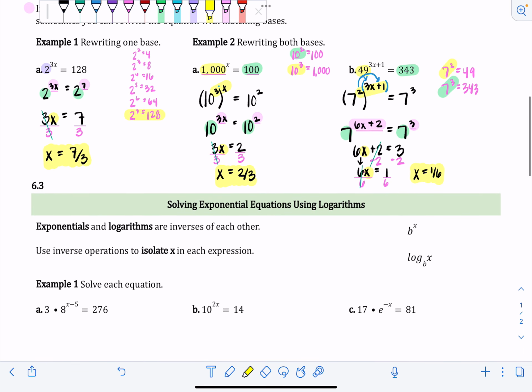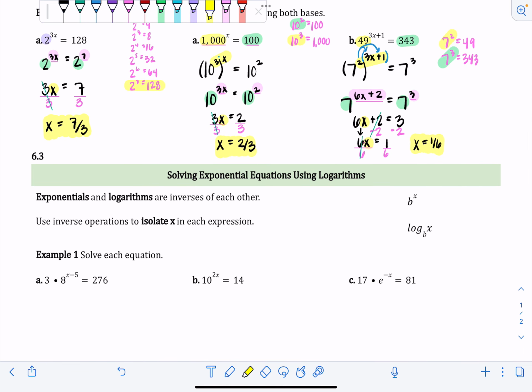Okay, so moving down to 6.3, this is solving exponential equations using logarithms. So this is just a quick little review. But exponentials and logs, or logarithms, are inverses of each other, so they can be used to cancel each other out. So we're going to use inverse operations to isolate x in each of these expressions. Usually when you use inverse operations, you would do it to both sides of the equation. This is just an expression, so I'm not worried about changing the value. I just want to cancel out the exponential or cancel out the log.